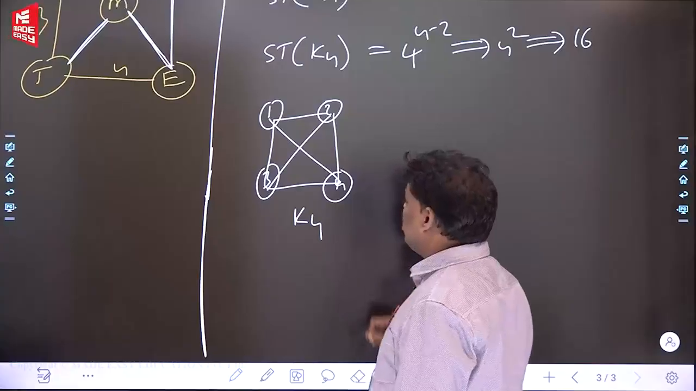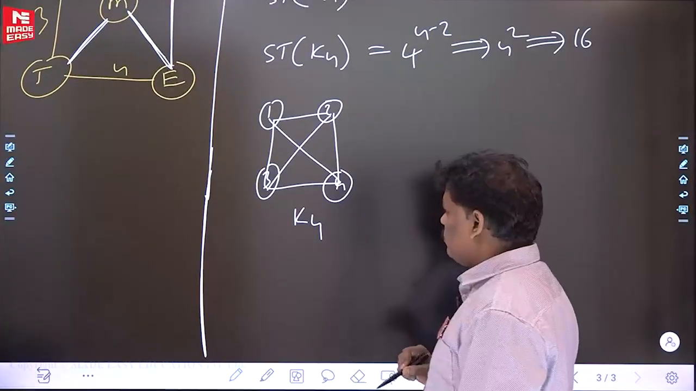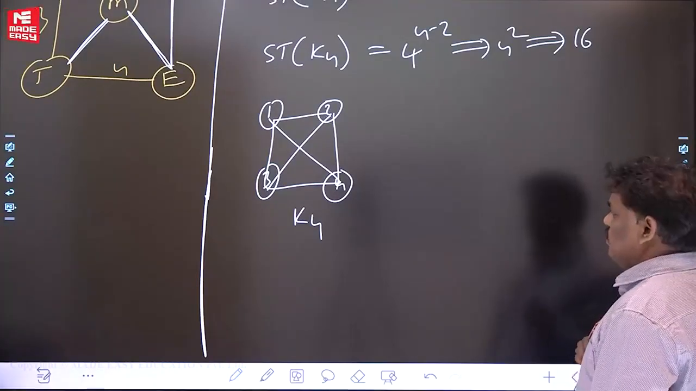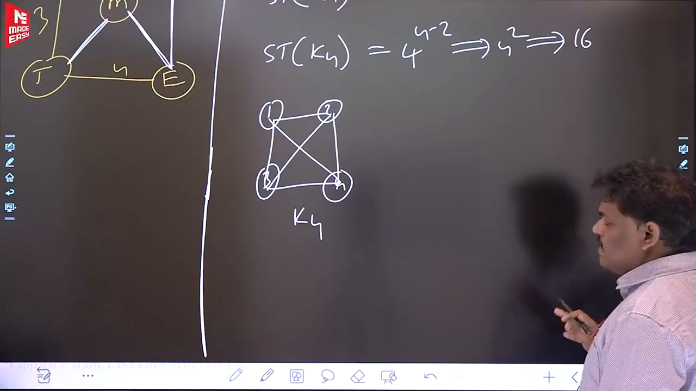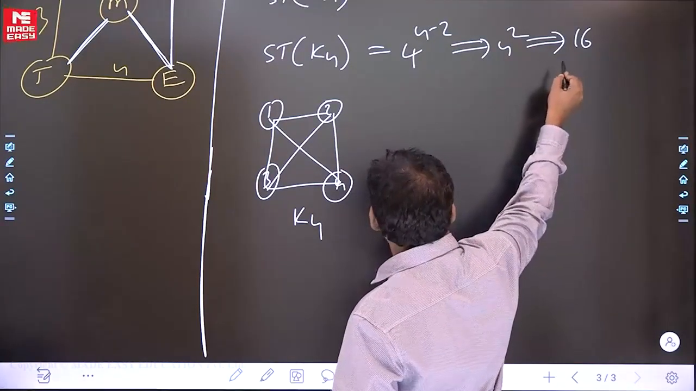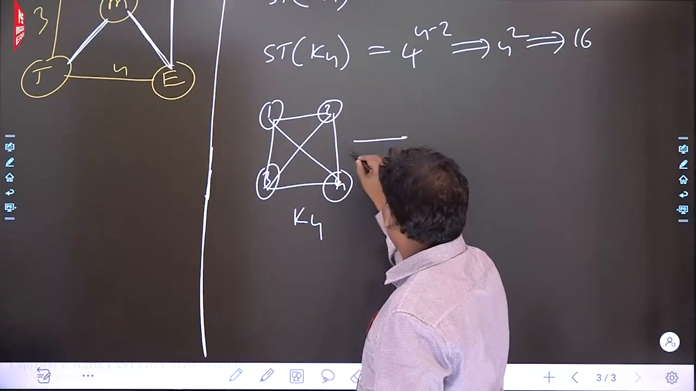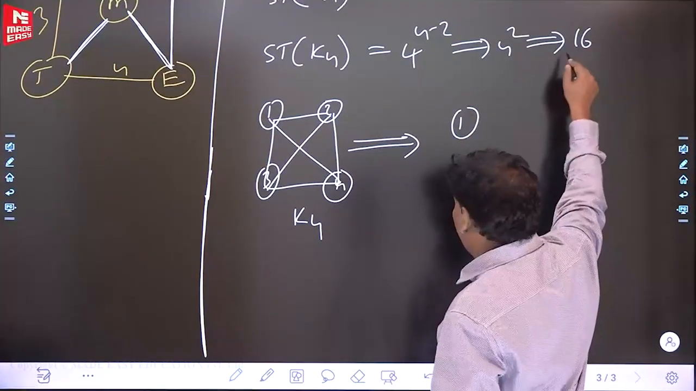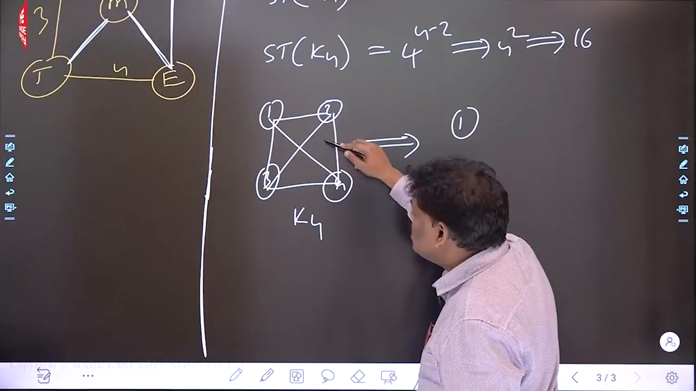This K4 contains how many vertices? 4. How many edges are there? 6 edges. K4 contains 4 vertices and 6 edges. How many spanning trees are possible? 16. Let me draw one spanning tree.